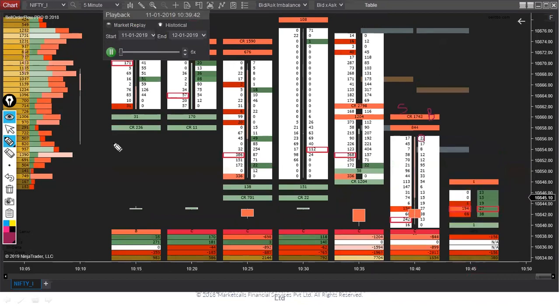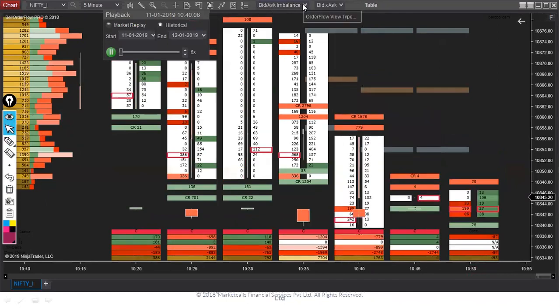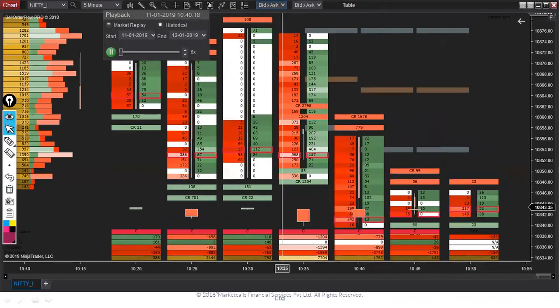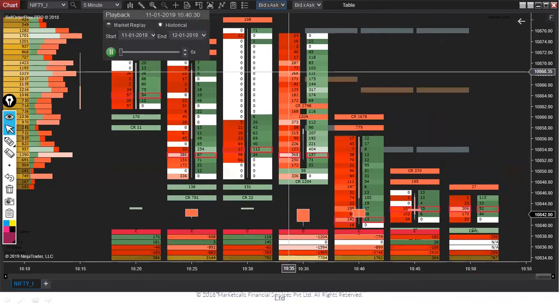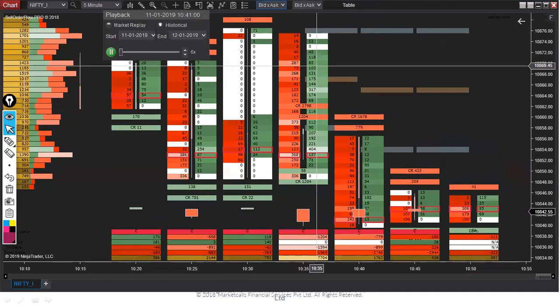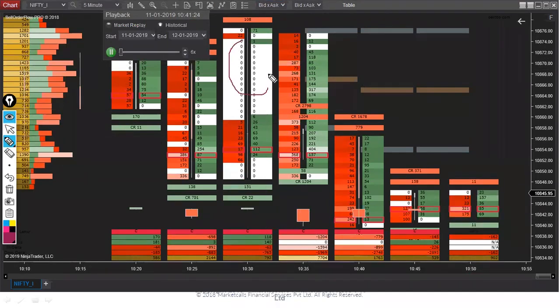Right, and there are different modes. By default, the mode will be bid and ask mode, where you'll be seeing dark red. The red color blocks are where the sellers are, and the green color blocks are where the buyers are. You can see a lot of zeros over there. That means those zones are not traded at all.